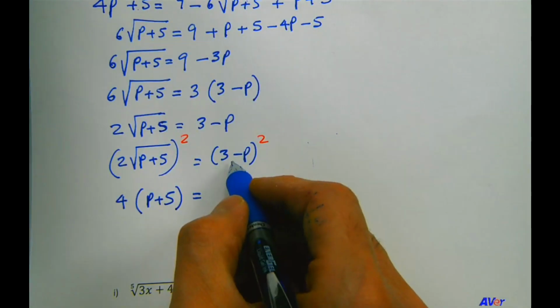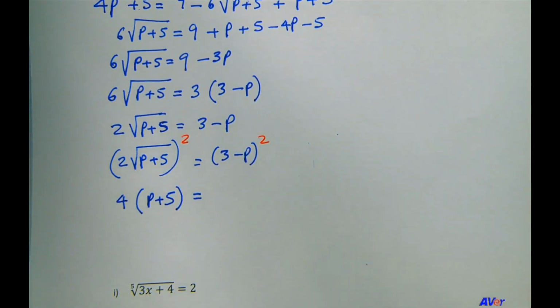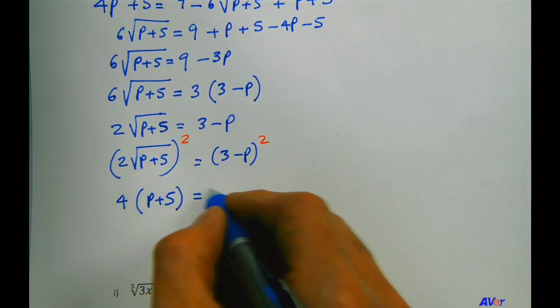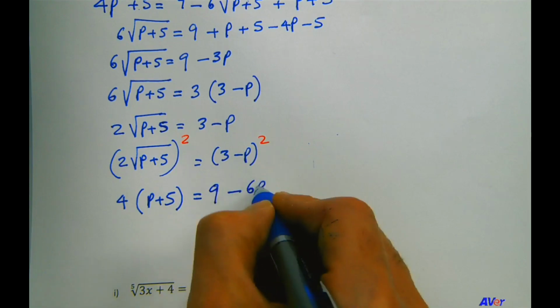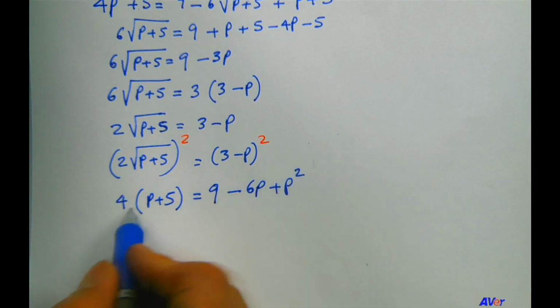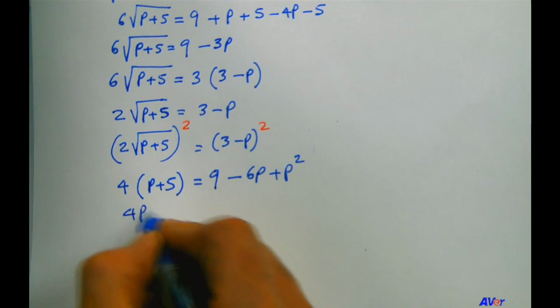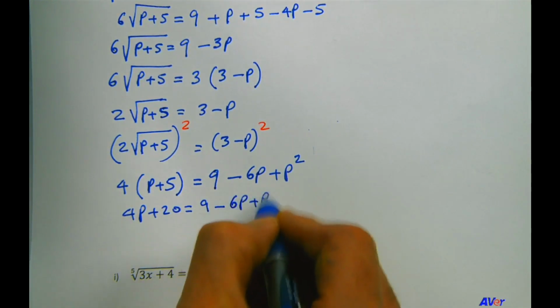On the right, we have to, again, expand this using the special product formulas. Remember those? The ones that I just showed you again? They're very useful. They come up often. So 3 squared is 9 minus 6p plus p squared. Okay? So let's distribute the 4 into this. We have 4p plus 20 equals 9 minus 6p plus p squared.